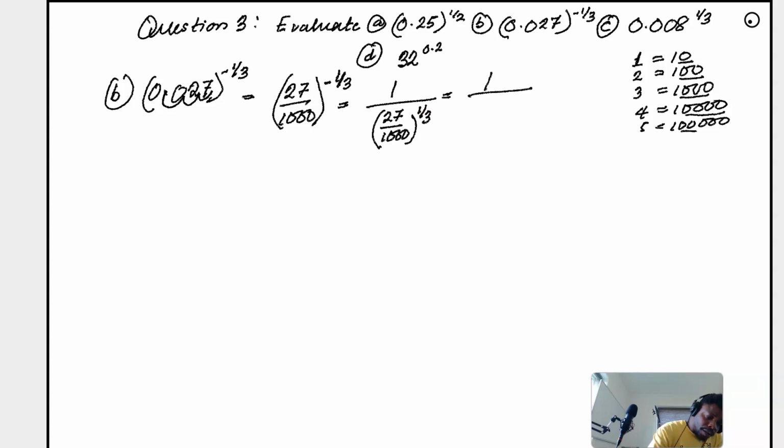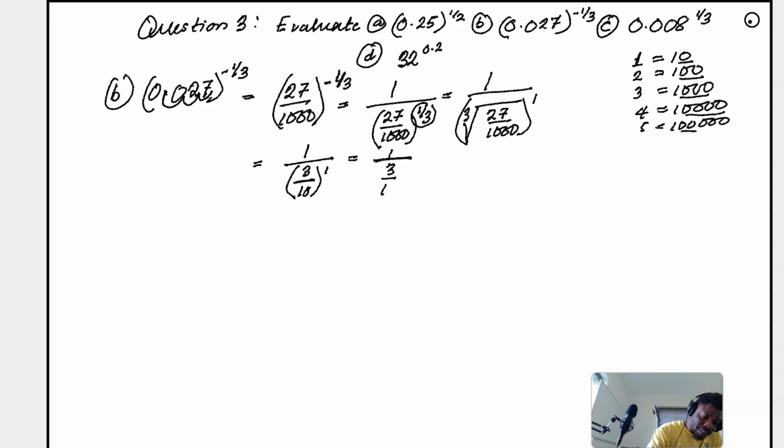So 1 over, this is a fractional power, so 3 becomes the root. So cube root of 27 over 1,000. Then you have your 1 outside, right? So here I have 1 over, what is the cube root of 27? That means the same number you multiply 3 times that will give you 27, and that is 3. So cube root of 27 is 3. Cube root of 1,000 is 10. That means the same number you multiply 3 times that will give you 1,000. And this is raised to the power 1. Remember, anything raised to the power 1 is that thing. So 3 over 10 raised to the power 1 is still 3 over 10.